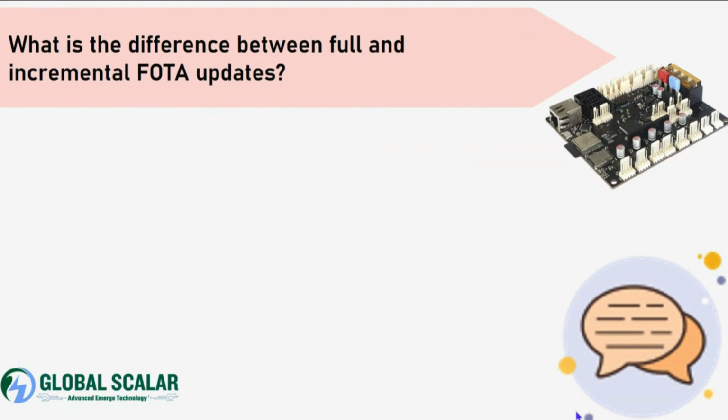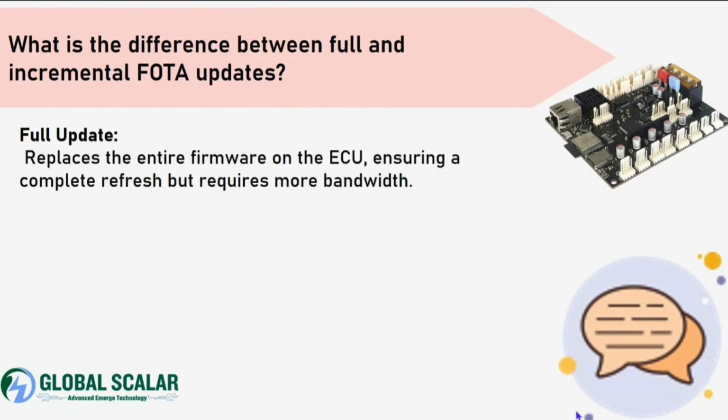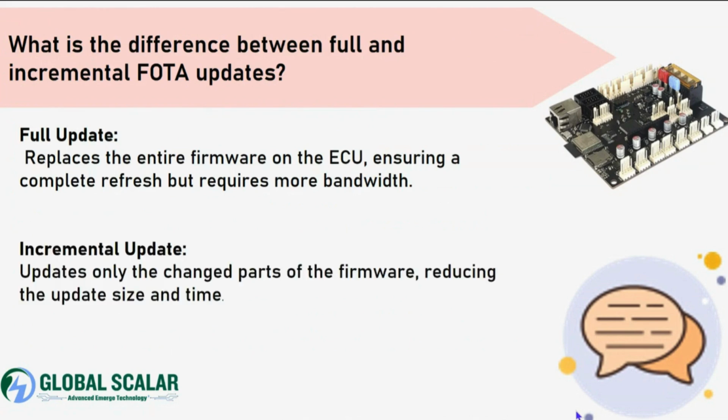What is the difference between full and incremental FOTA updates? A full update replaces the entire firmware on the ECU, ensuring a complete refresh, but requires more bandwidth. An incremental update only delivers the changed parts of the firmware and reduces the update size and time.